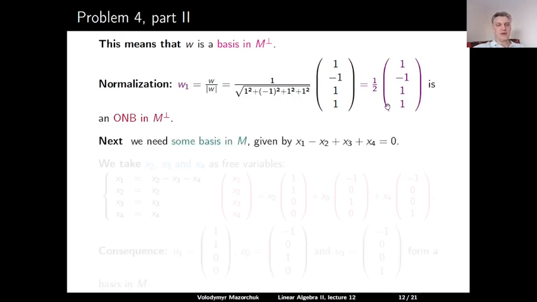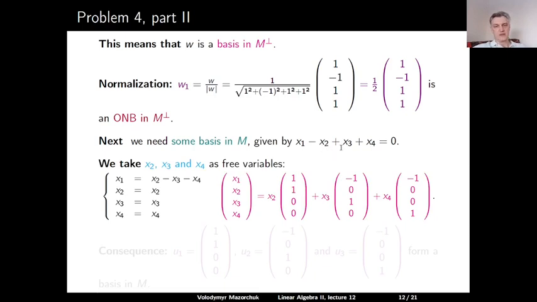Next, let us proceed by trying to find some basis in M to which we can then apply the Gram-Schmidt process. So M is given as the set of solutions to the linear equation x1 - x2 + x3 + x4 = 0. The matrix of this equation is already in reduced echelon form. So we can take x2, x3, and x4 as free variables. And then we can rewrite the equation as x1 = x2 - x3 - x4, and then the trivial equations for the free variables: x2 = x2, x3 = x3, x4 = x4.